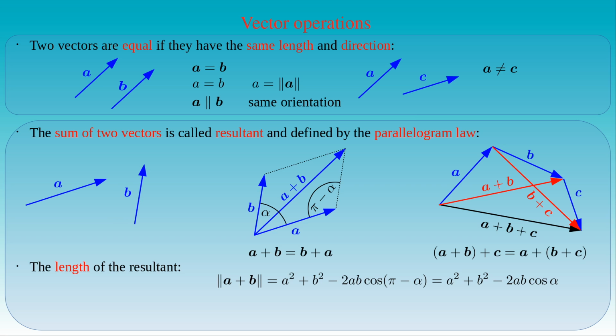Now, if beta is the angle between the vector a and the resultant a plus b, then we can use the sine theorem to determine the direction of the resultant, since the sine of the angle beta is equal to the ratio of the length of the vector b to the length of the resultant a plus b, multiplied by the sine of the angle alpha.